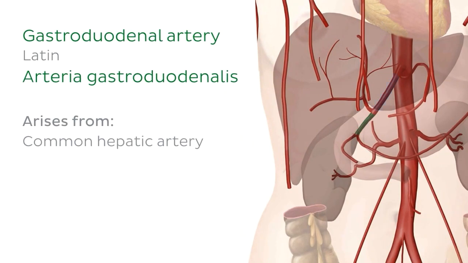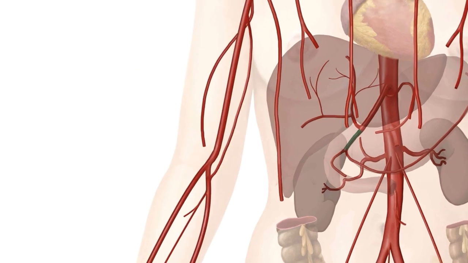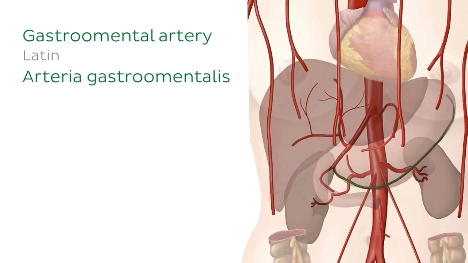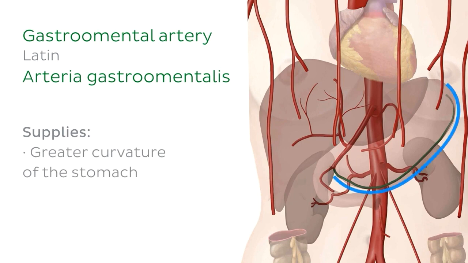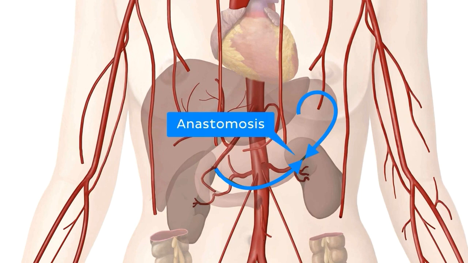Moving on now, let's have a look at the gastroduodenal artery, which arises from the common hepatic artery. The gastroduodenal artery arises posterior-superior to the first part of the duodenum, and it gives off branches to the stomach, the pancreas, and the duodenum. Now let's have a closer look at the right gastromental artery, also known as the gastroepiploic artery, and this supplies the greater curvature of the stomach, which you can see just here. The right gastromental artery joins with the left gastromental artery, which arises from the splenic artery, to form an anastomosis.